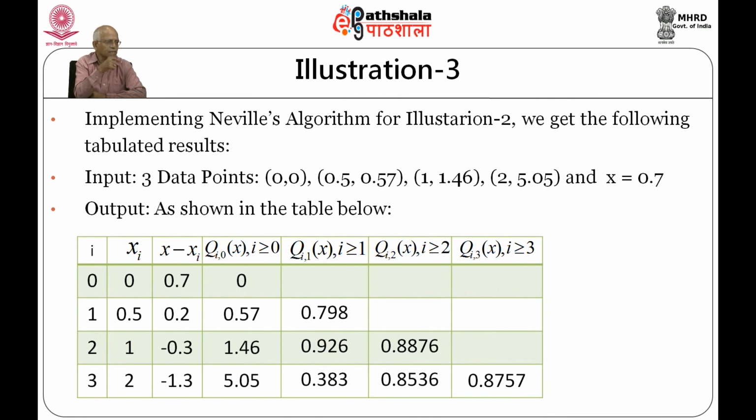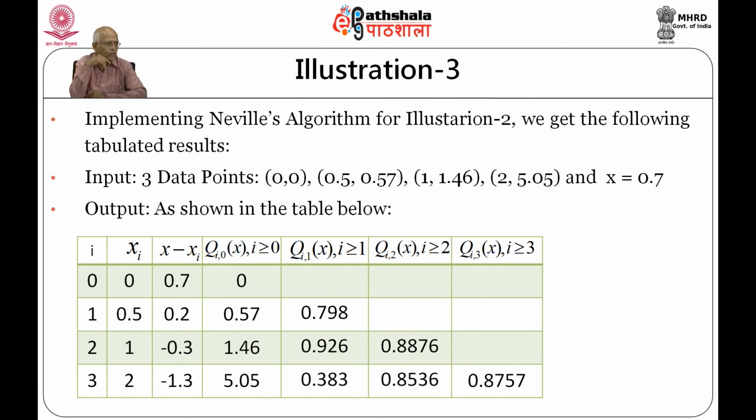Then I am initializing my qi 0s. Now, you know that they are nothing but the data points. So, q 0 0 will be 0, q 1 0 will be 0.57, q 2 0 will be 1.46 and q 3 0 will be 5.05. So, that is how I get all the 0th degree Lagrange polynomials, which are nothing but the values of yi's. Then the real calculation starts from column 4.